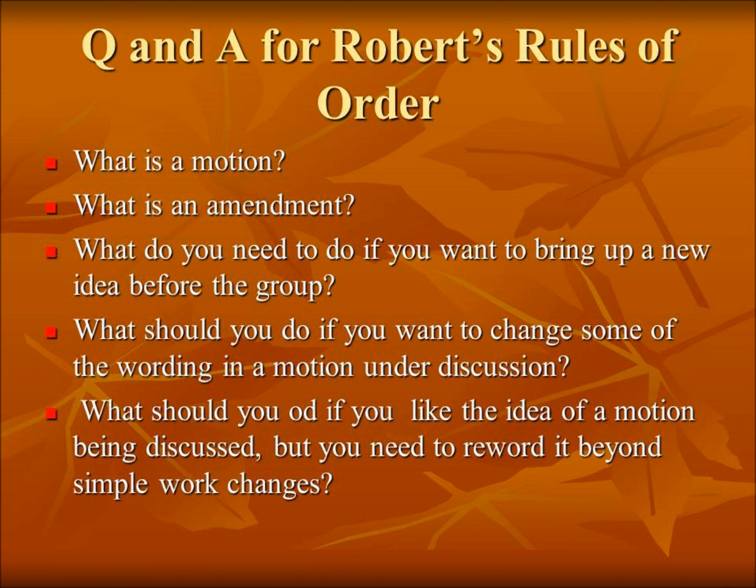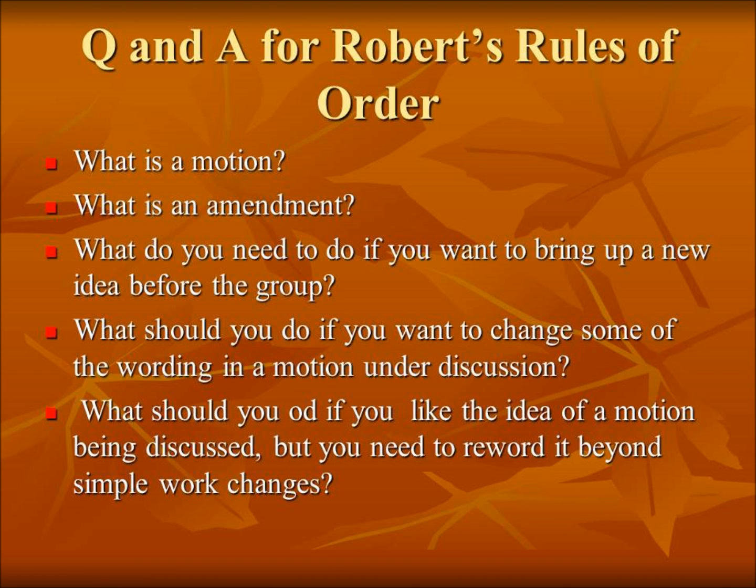After having the floor, make a motion by saying, "I move that," and then clearly describe the proposal, the new idea. It's important to say precisely what the words of the motion are to be. Writing down beforehand is an excellent way to ensure the correct wording. After making a motion, you immediately sit down.